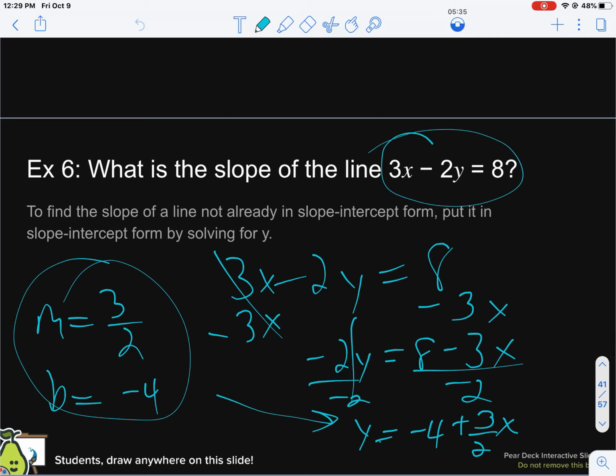For the equation 3x minus 2y equals 8, it's not in slope-intercept form, so we do not yet know what the slope and y-intercept are. If a line is not in slope-intercept form, we need to put it in slope-intercept form by solving for y. In this case, I first subtracted 3x from both sides, then divided by negative 2. Since 3/2 is next to x, that is the slope, and negative 4 is the other number, hanging out with the x and the slope, so that is the y-intercept.